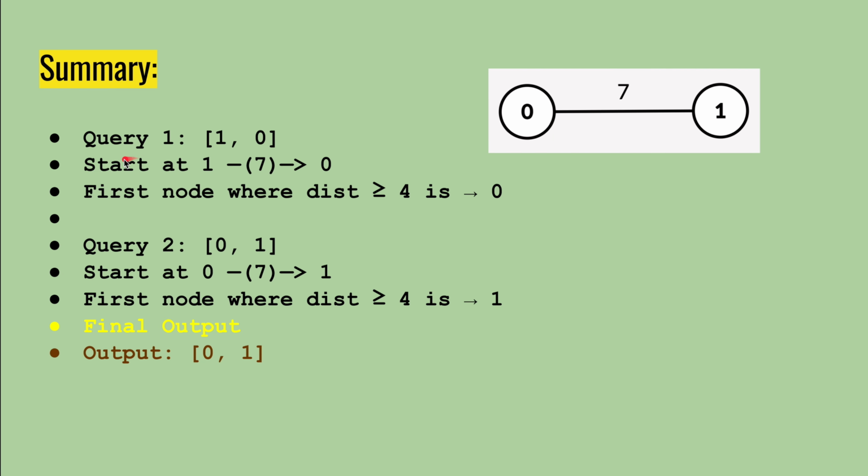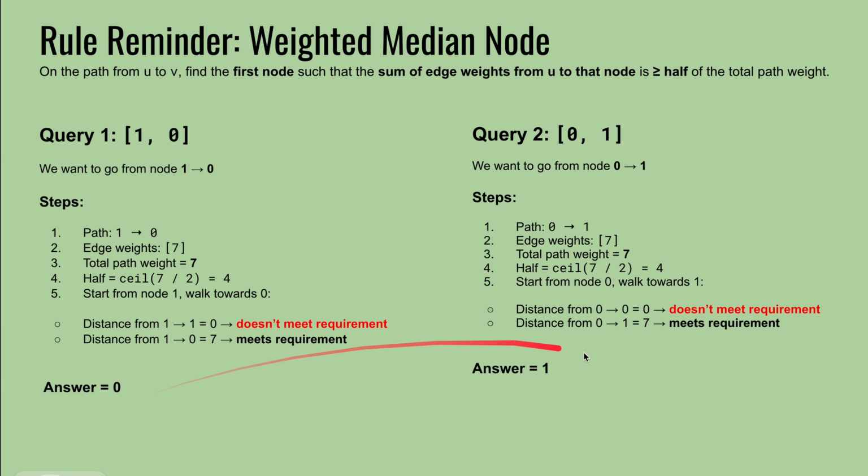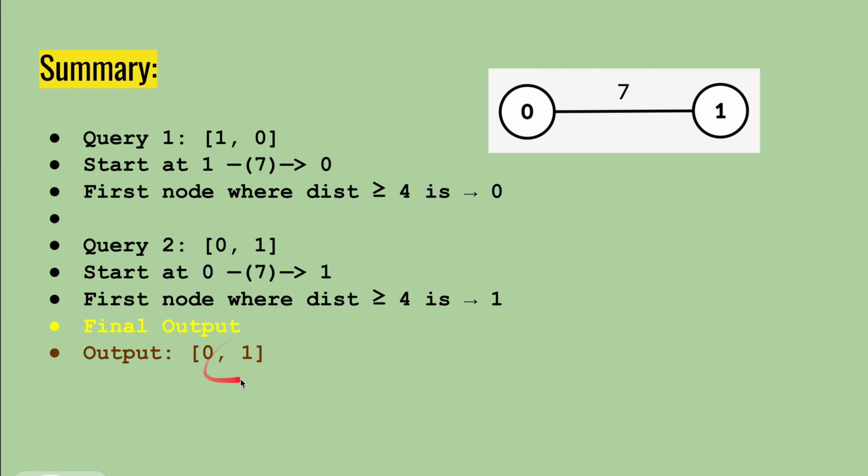If you summarize this, query 1 is 1 0, going from 1 to 0, where the weight is 7. The very first node where the distance is greater than or equal to 4 is 0. For query 2, 0 to 1, going from 0 to 1, the first node where the distance is greater than or equal to 4 is 1. So it is coming 0 for the first and 1 for the second, and the final output is 0 1.